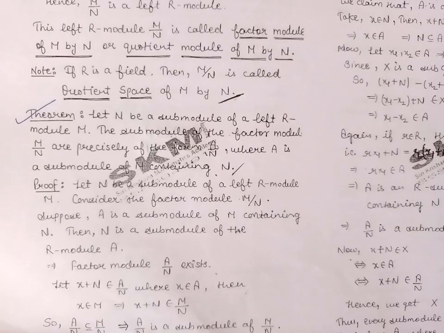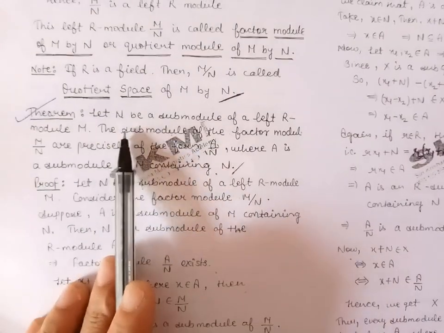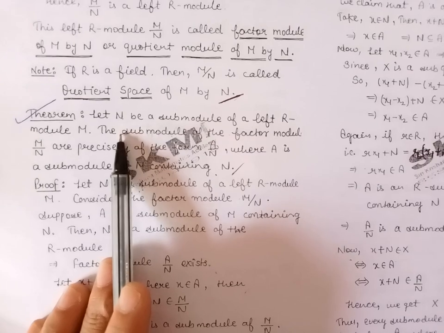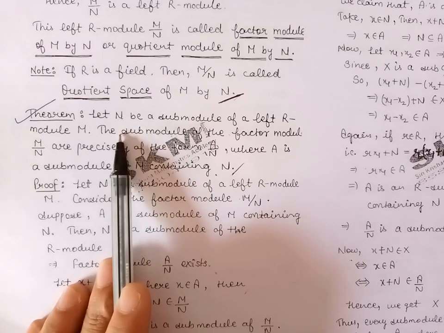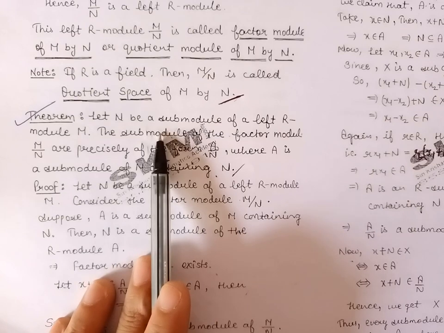Good morning, students. Today we will discuss a theorem related to quotient modules, and then we will discuss homomorphism and its examples. So our first theorem is: let M be a module over the ring R and N its submodule.